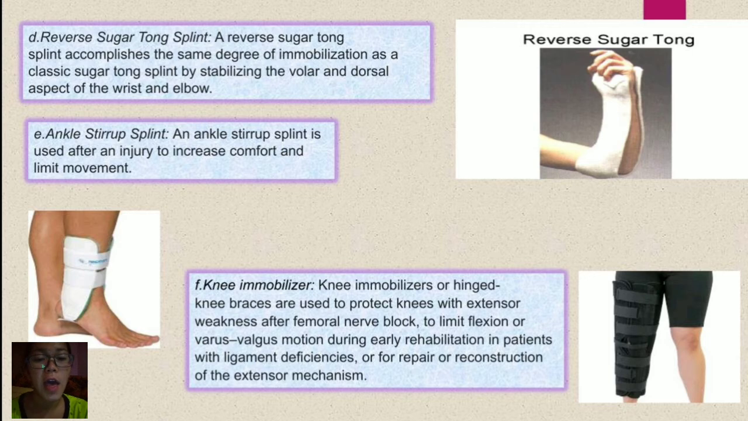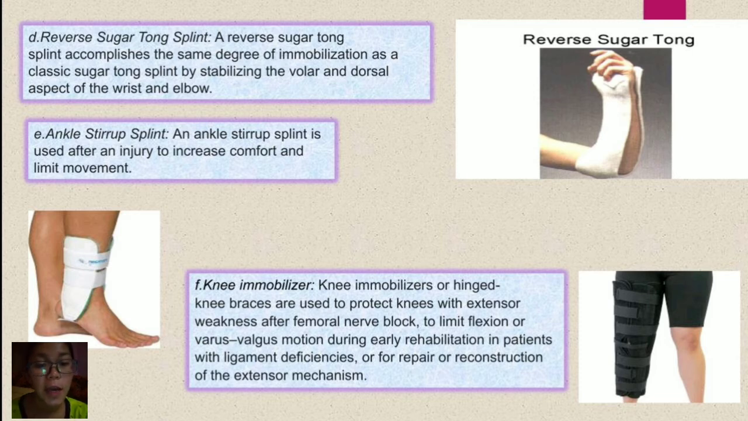So we have the ankle stirrup splint. The purpose of the ankle stirrup splint is that it is used after an injury to increase comfort and limit movement. The splint squeezes your ankle between two plastic pods. Then these pods are filled with air to cushion and support your ankle while it heals. So that is the purpose of the ankle stirrup splint.